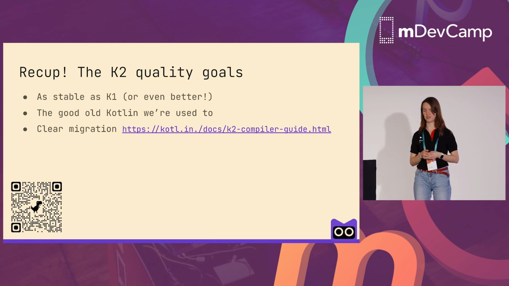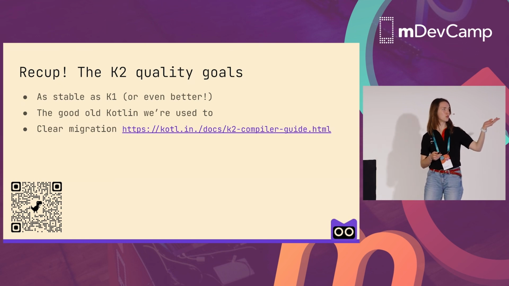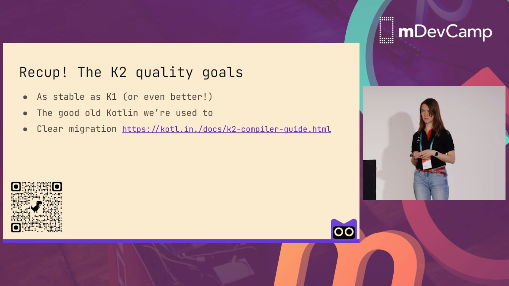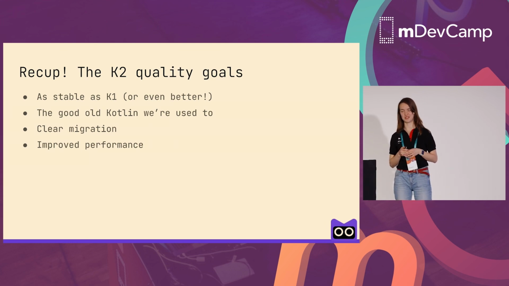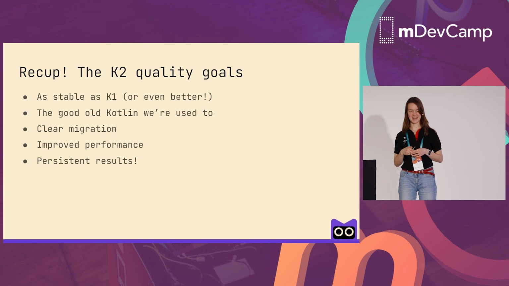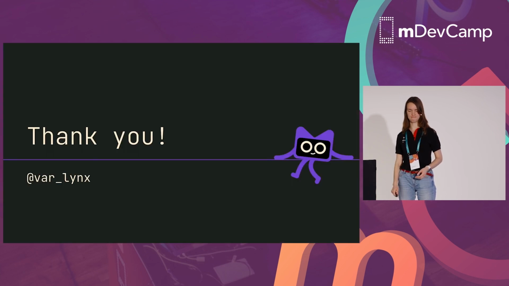So we have created this migration guide. You can either find it through the QR code or through this link. And yeah, it has improved performance, but I won't tell you how much exactly. And we've got persistent results because all those 50 user projects are now being compiled for every Kotlin build. And we see that it doesn't fail anymore. That's it. Thank you.